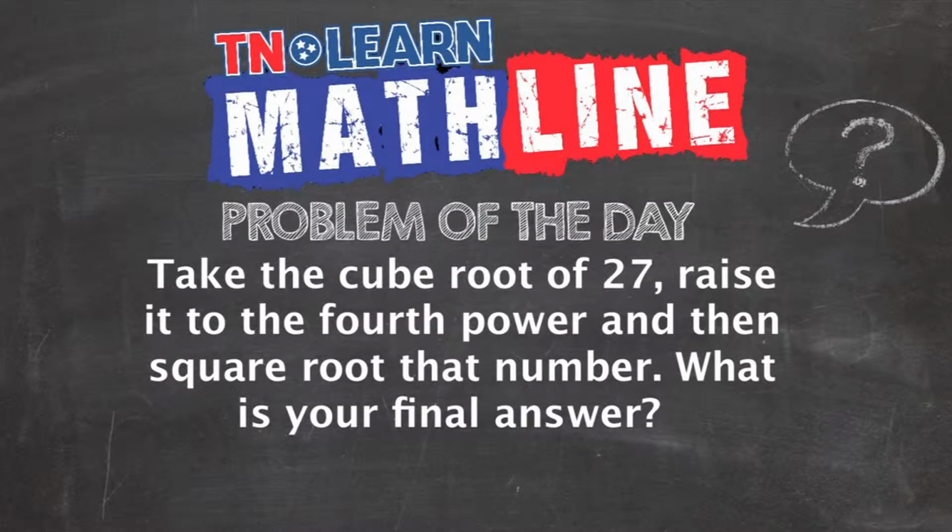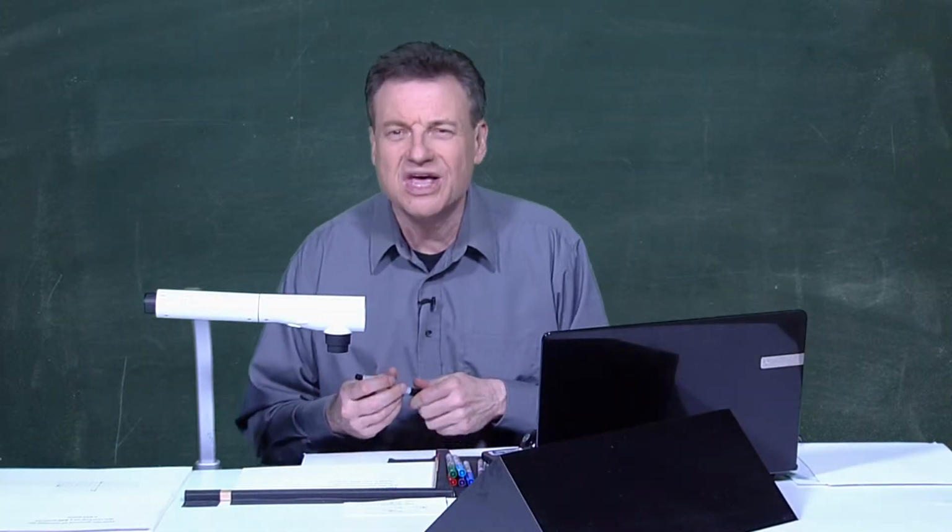Take the cube root of 27, raise it to the 4th power, and then square that number. What will be your final answer? All right, what is your final answer? This is, like I said, kind of arithmetic type stuff. So let's talk about it.